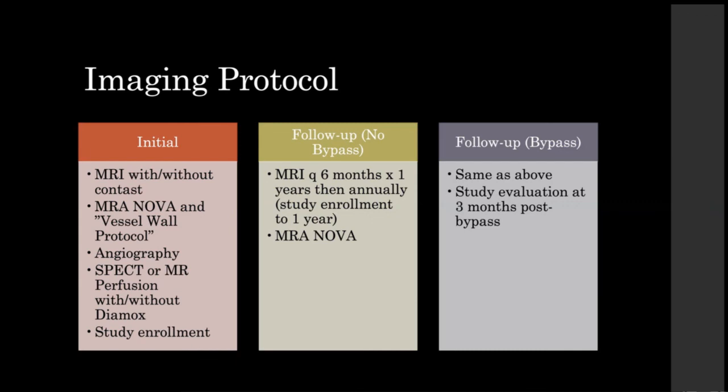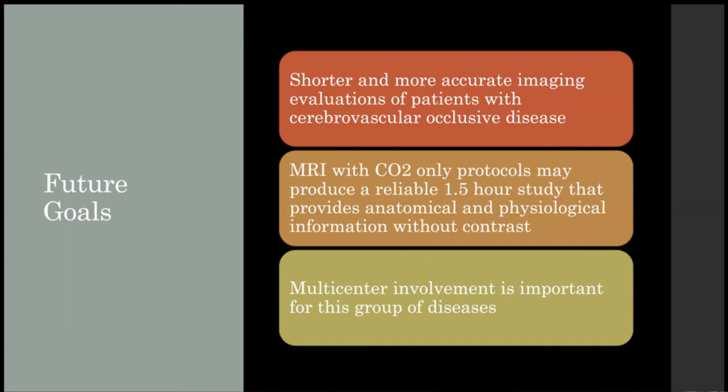Interestingly, in our group, we have more bypass patients. They don't do direct bypass at Hopkins, so we actually have a pretty internal group where we can look at the results in patients who have indirect bypasses versus direct bypasses here. So our goals right now are really getting shorter and more accurate imaging evaluations in patients with disease. I can't impress upon everybody enough how important it is to talk with the neuroradiology teams to get what we need. I'm encouraged that the CO2 protocols might be helpful.